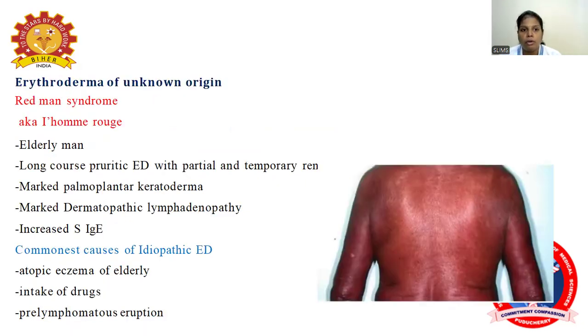Erythroderma of unknown origin, also known as red man syndrome, also known as Hill-Ro syndrome, occurs in elderly male patients with a long, post-pruritic erythroderma with partial and temporary remissions, marked palmoplantar keratoderma, marked dermatopathic lymphadenopathy, which is a partial Woringer disease, and increased serum IgE level. The commonest causes of idiopathic erythroderma are atopic eczema of elderly patients, intake of drugs, and pre-lymphomatous eruptions.